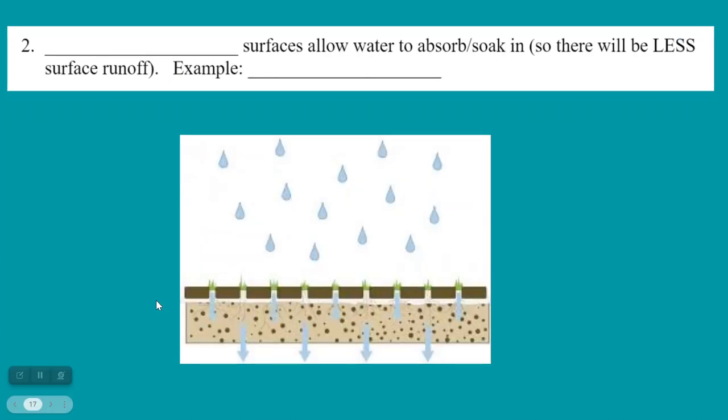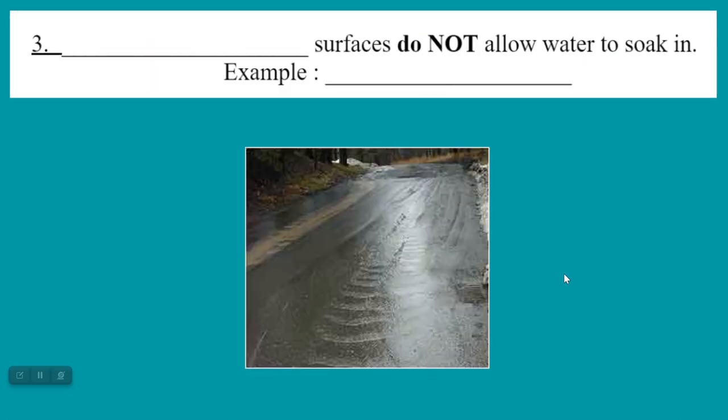All right, number 2, what surfaces allow water to absorb or soak in so that there will be less surface runoff? That word is permeable. They permit, that's where perm is coming from. They permit the water to soak in or absorb. So some examples would be grass, the forest floor, our athletic fields, things like that allow the water to go and drain into it. Those are called permeable surfaces.